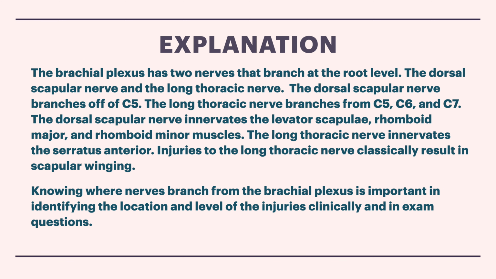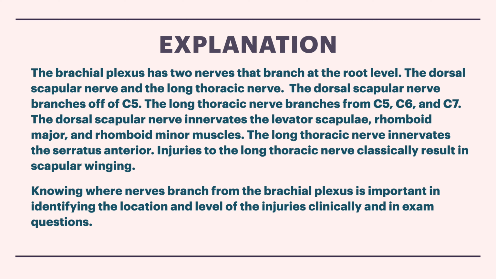The brachial plexus has two nerves that branch at the root level, the dorsoscapular nerve and the long thoracic nerve. The dorsoscapular nerve branches off of C5. The long thoracic nerve branches from C5, C6, and C7. The dorsoscapular nerve innervates the levator scapula, rhomboid major, and rhomboid minor muscles. The long thoracic nerve innervates the serratus anterior. Injuries to the long thoracic nerve classically result in scapular winging.